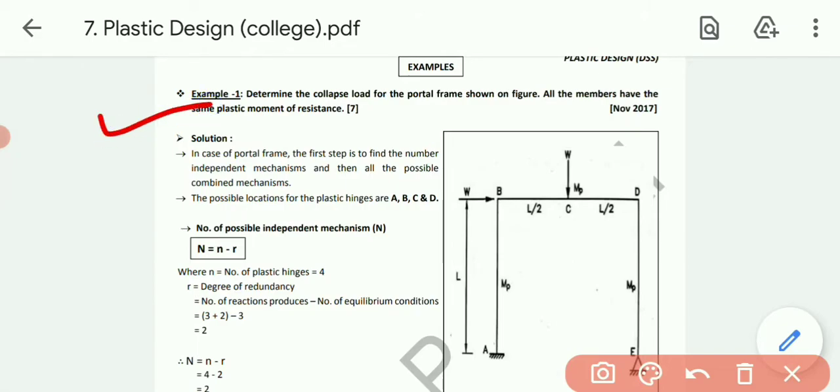Example number 1. Determine the collapse load for the portal frame shown in the figure. All the members have the same plastic moment of resistance. This was asked in November 2017.